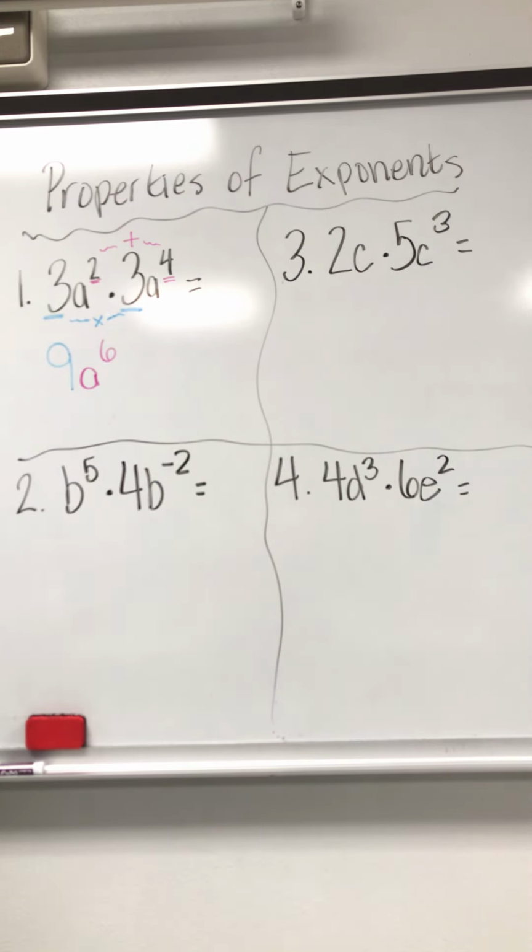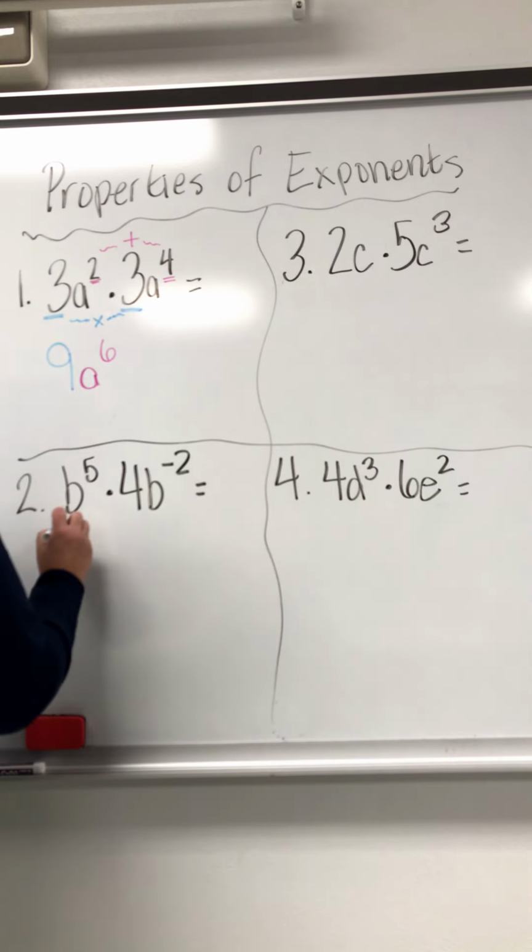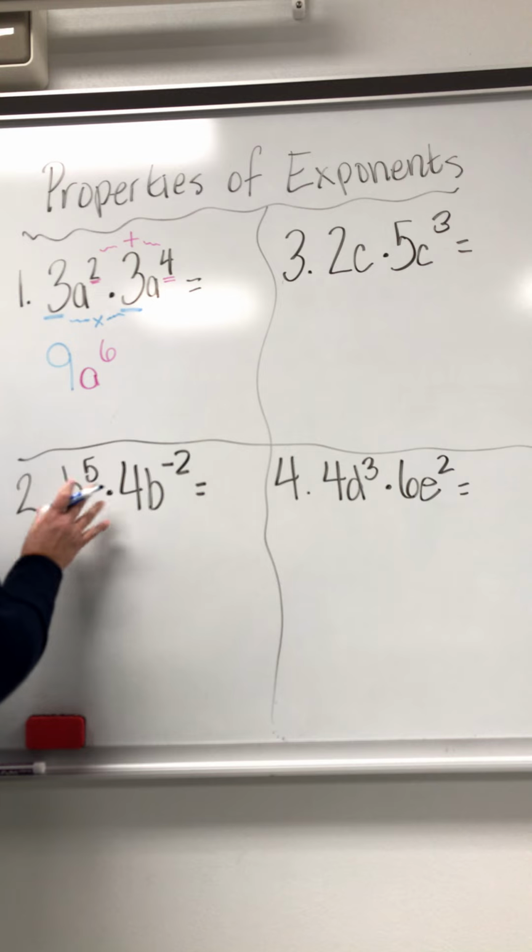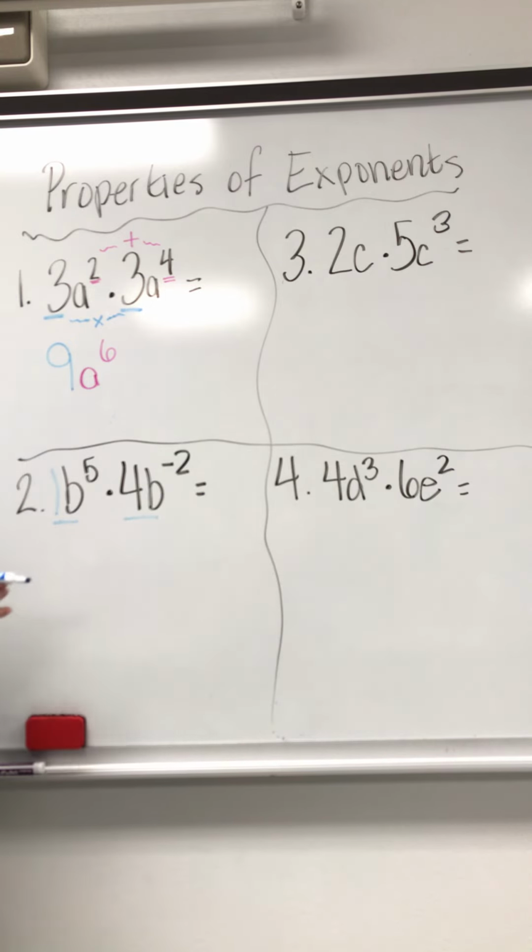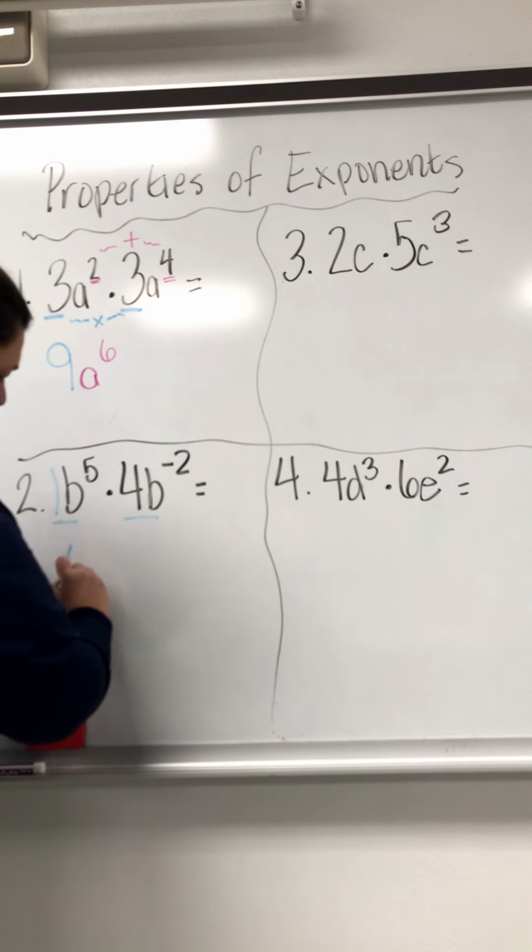Let's take a look at number 2. b to the fifth times 4b to the negative 2. Not only did I throw exponents at you, I made it negative. Remember, if there's nothing in front, 1 is a given. So we can look at this as 1 times 4. That will give us 4.